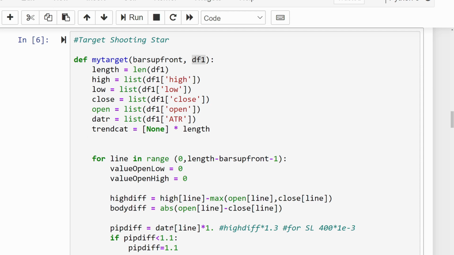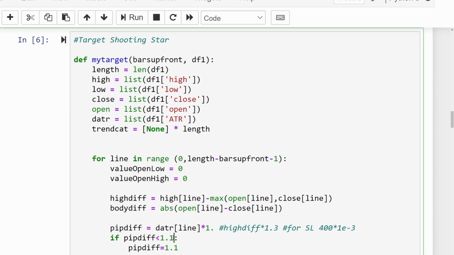The stop loss is given here. The gap between the price and the stop loss is provided by this pip difference here. And as you can see, I'm using the ATR, the average true range value. I'm not multiplying it by anything. It's multiplied by 1 at this stage.